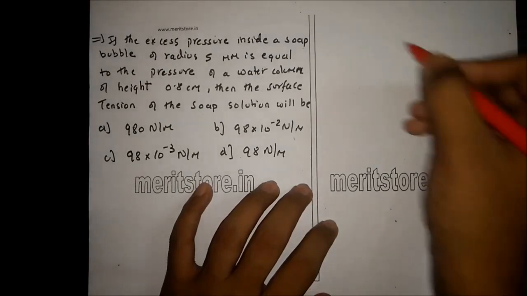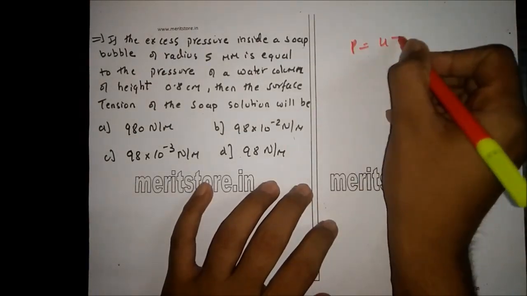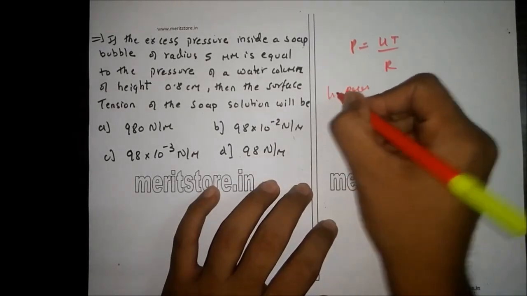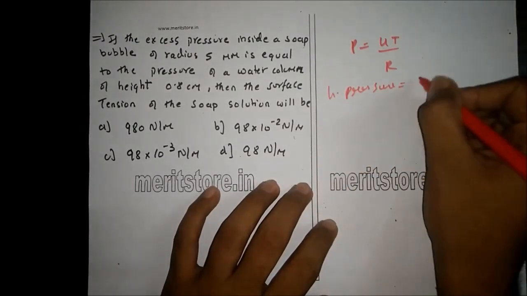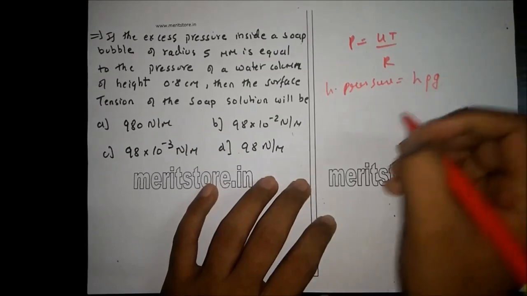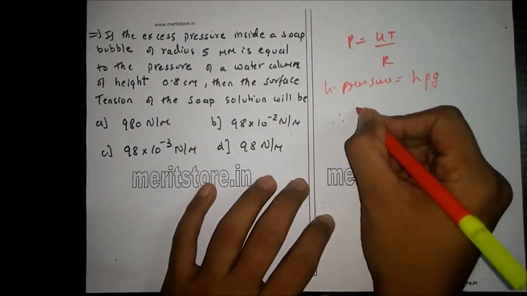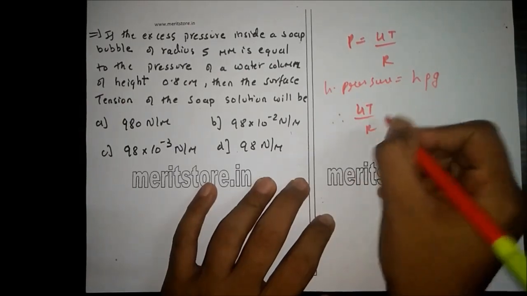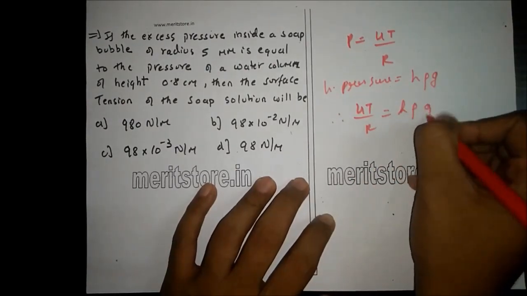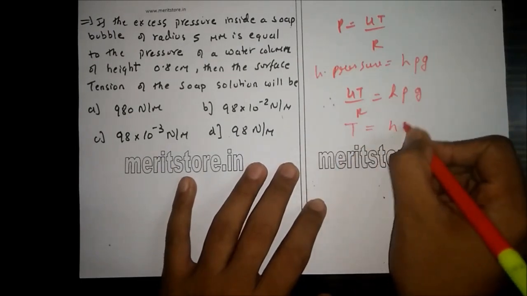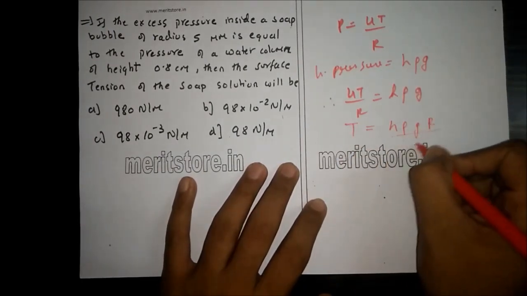Now, excess pressure is given by 4T upon R, and hydrostatic pressure is given by h into mu into g. Since the excess pressure is equal to the hydrostatic pressure, 4T upon R will be equal to h into mu into g. Therefore, we need to find the tension. T is equal to h mu g R upon 4.